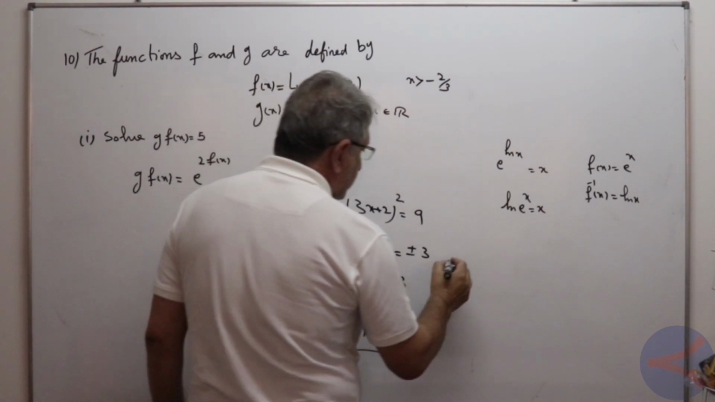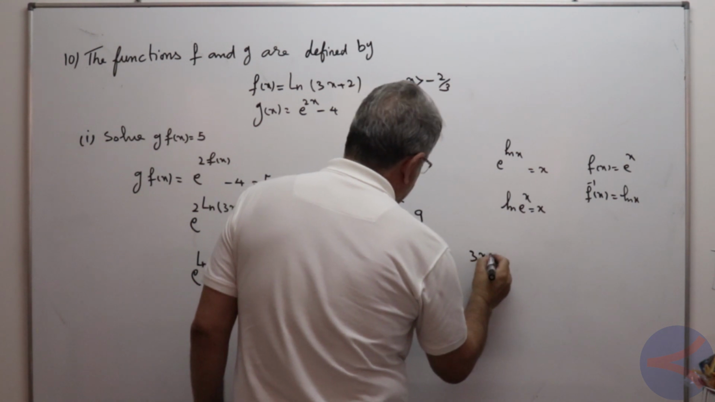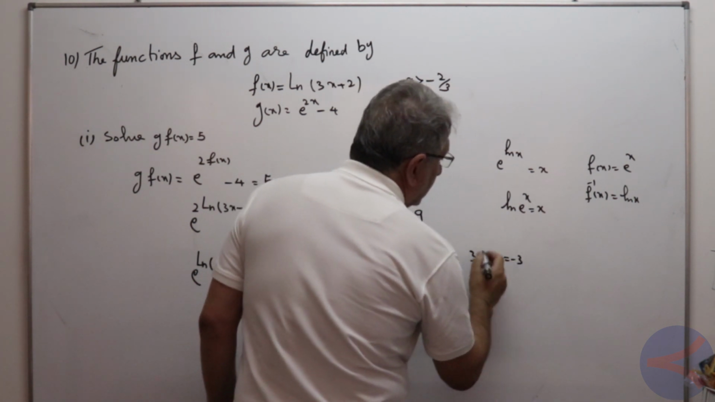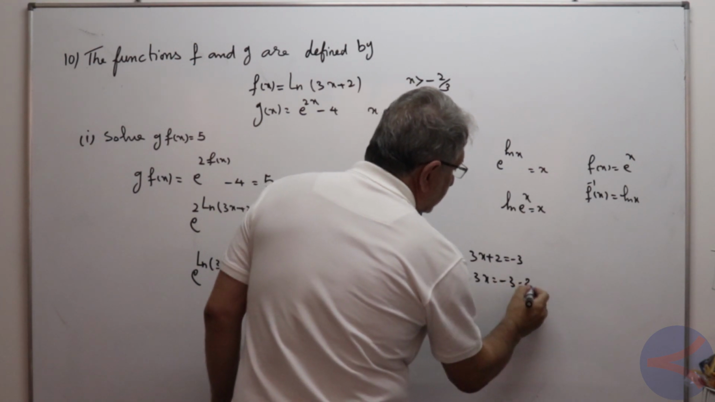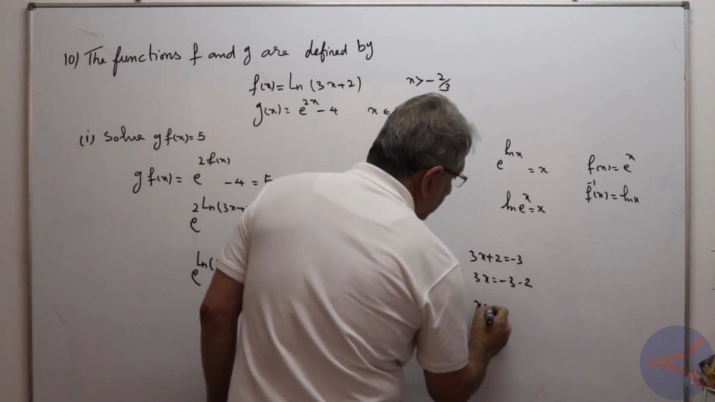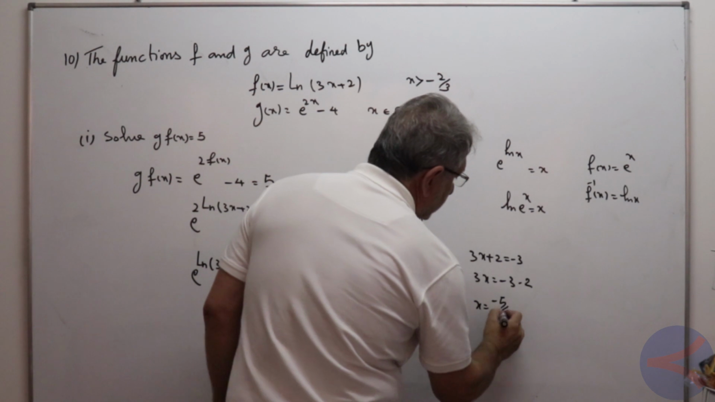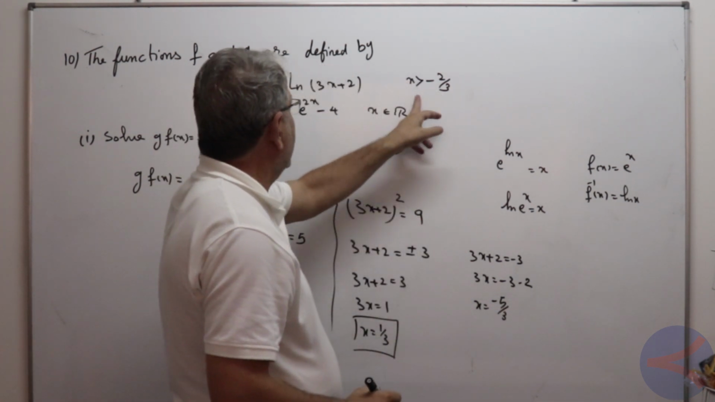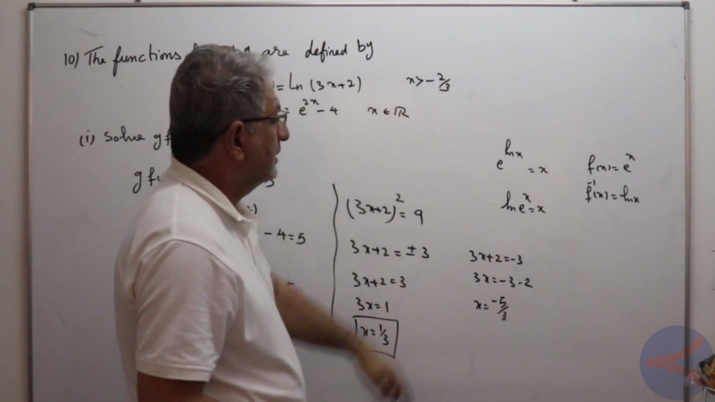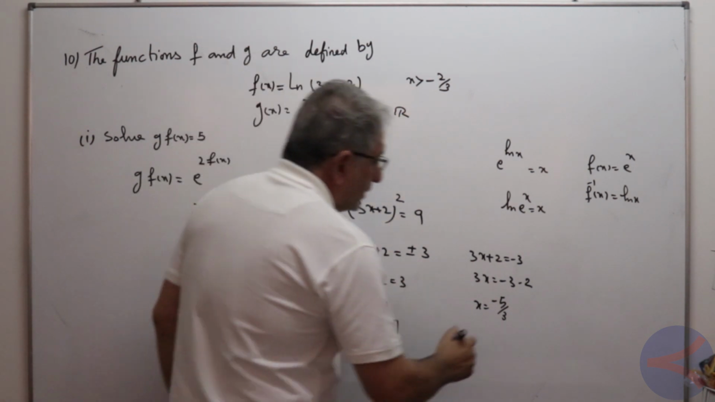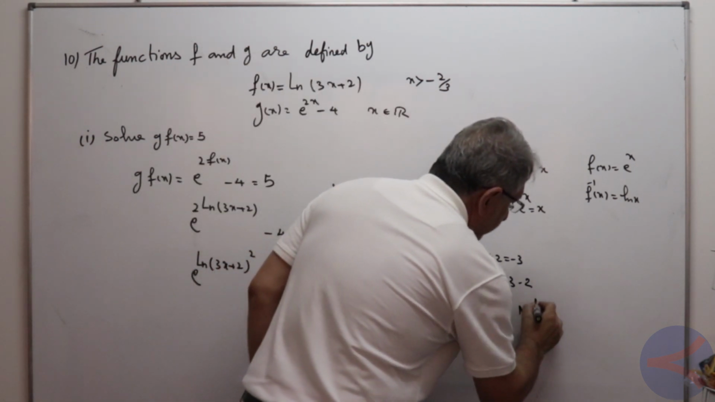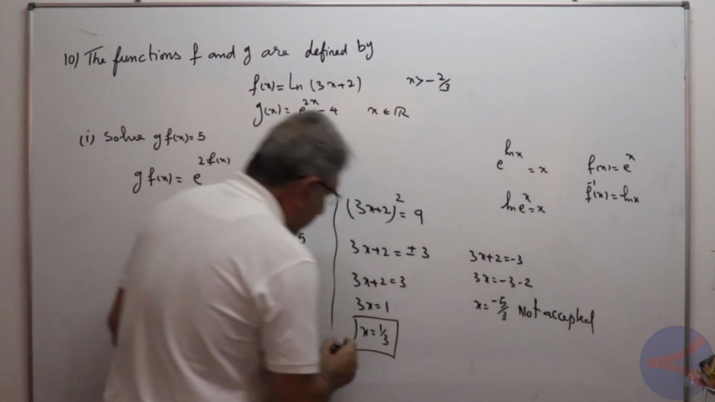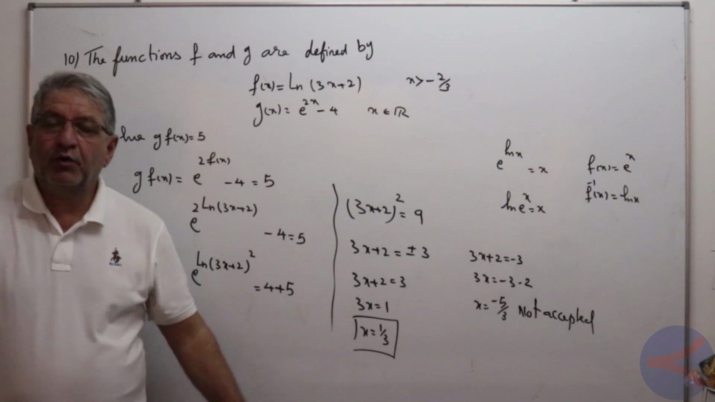Let's check the second solution. 3x plus 2 is equal to negative 3, therefore 3x will be equal to negative 3 minus 2, which is negative 5, therefore x will be equal to negative 5 over 3. Negative 5 over 3 is less than this value here, therefore it is not accepted. Therefore, the only solution is x equal to 1 over 3.